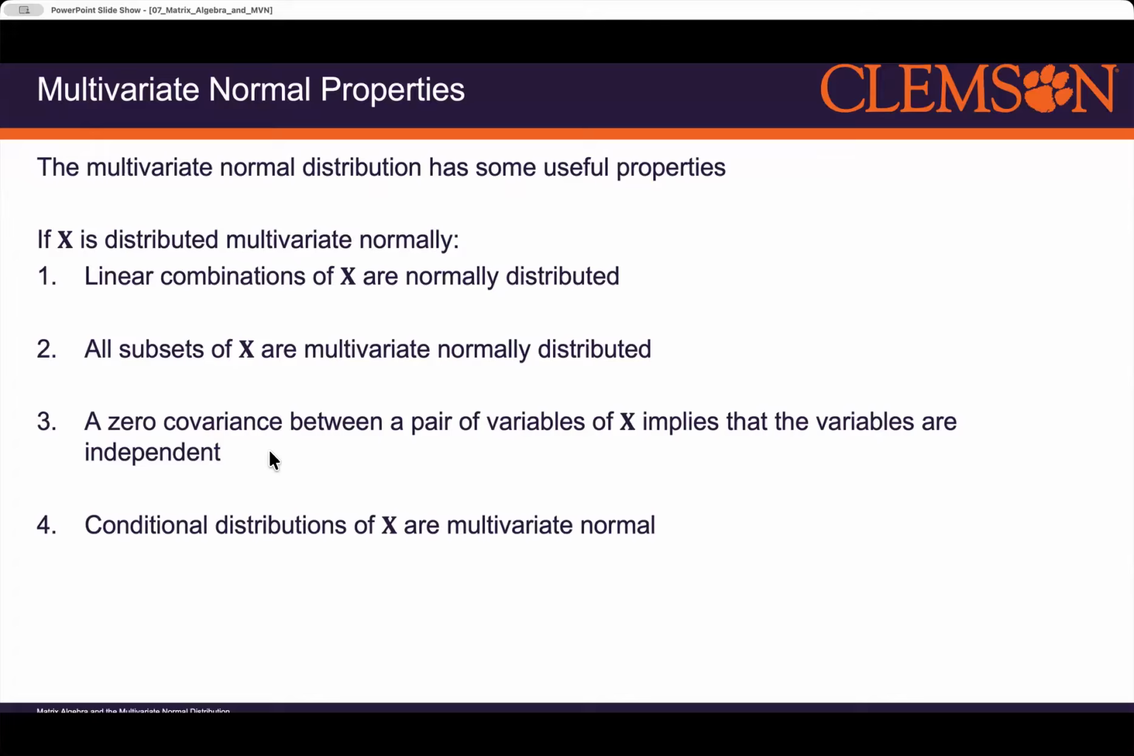We can also show that a 0 covariance between pairs of variables in X implies that the variables are independent. It's not always true in more complicated distributions, but it is true here in the multivariate normal. And finally, conditional distributions of X are also multivariate normals. So these are the features we use to talk about what our data look like when we use, let's say, a path analysis or a structural equation model.